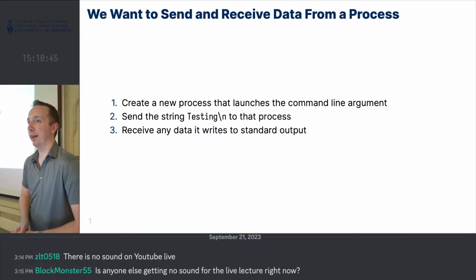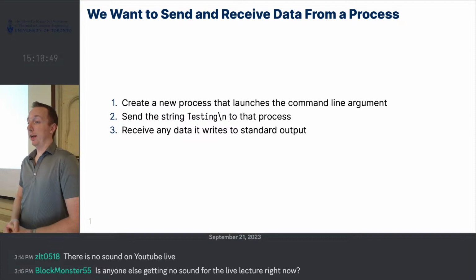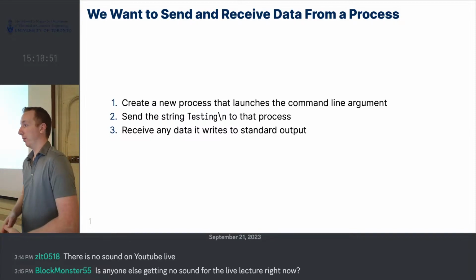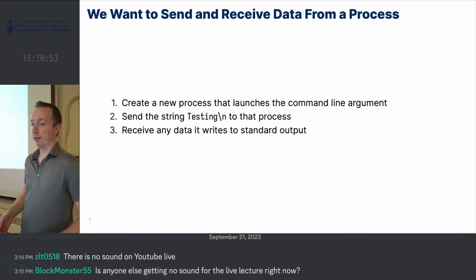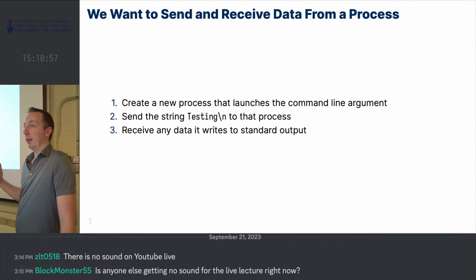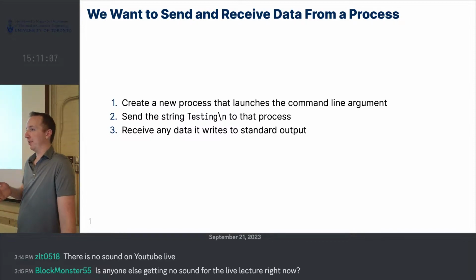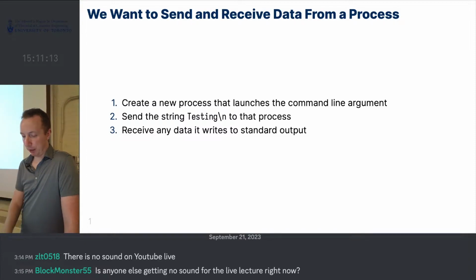So here is our task and only task for today. We want to send and receive data from a process. We want to communicate with it two ways. So we want to create a new process that launches a command line argument. Well, this should probably mean it needs to exec something. So we'll see a nicer way of using exec because it was kind of annoying before. I had to do like /usr/bin/ls, and it was kind of a pain in the butt. So we'll see a way to make that a bit easier.